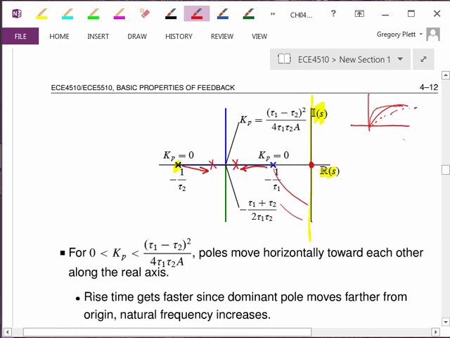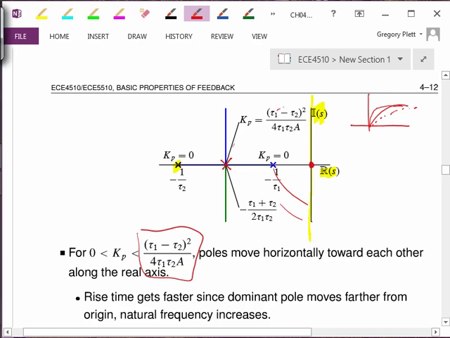At a critical point, and you can verify this in the quadratic equation, when Kp is equal to (tau 1 minus tau 2) squared over 4 tau 1 tau 2 times A, the two poles end up right on top of each other, right there. And I've got two real poles at exactly the same location. And they're still real poles, so there's still no overshoot.